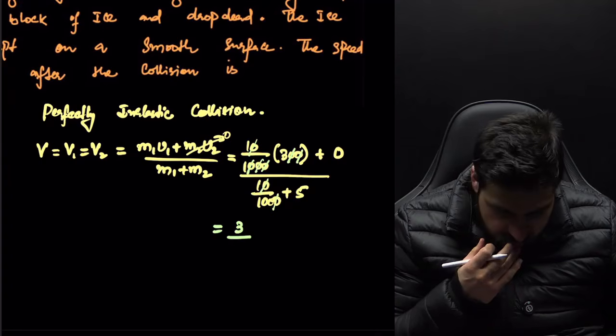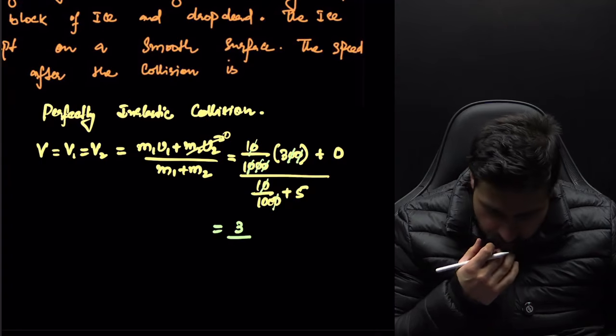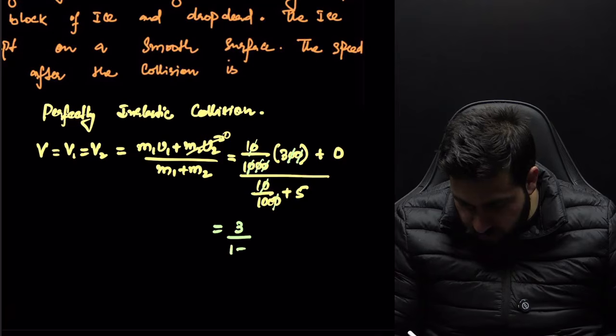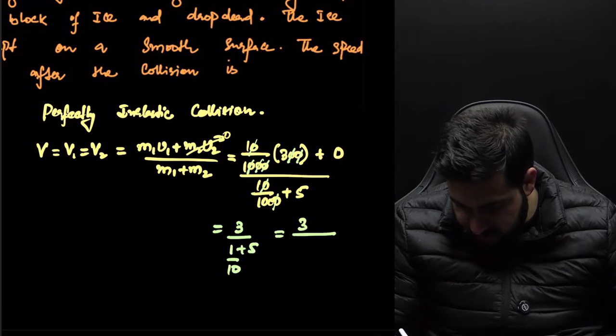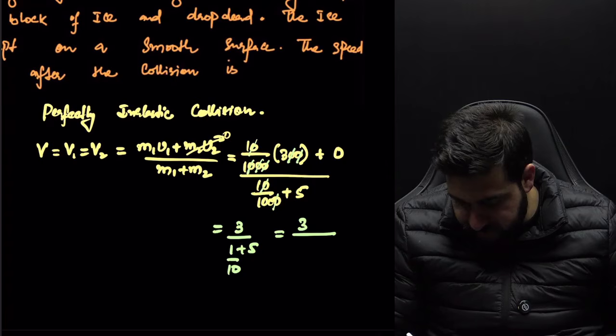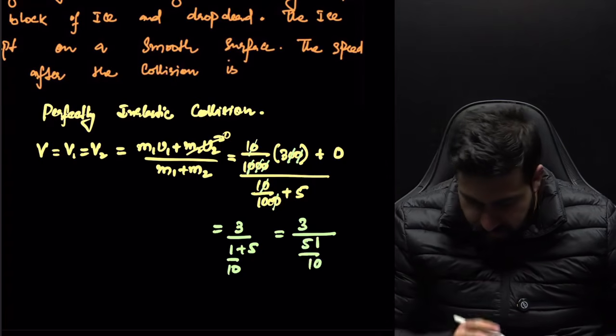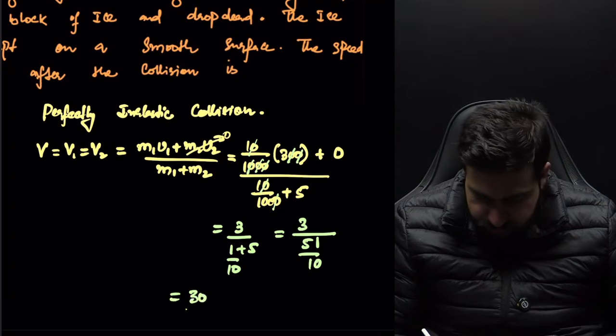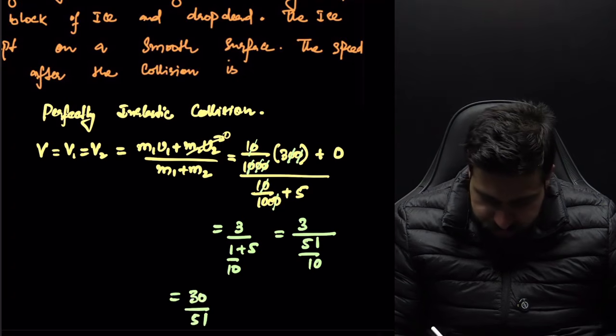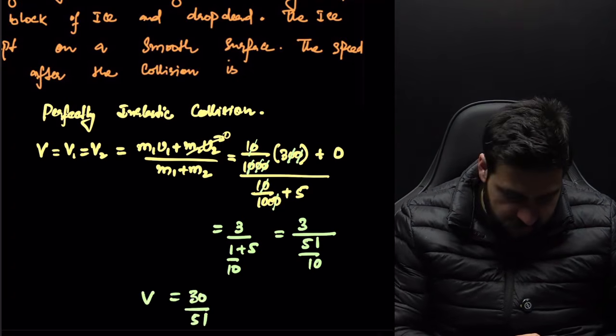So this is 3. Okay, so this will be 1 plus 1 divided by 10 plus 5. This will be 3 upon 50 plus 1 is 51 divided by 10. That is 30 by 51, 30 divided by 51. That is V.